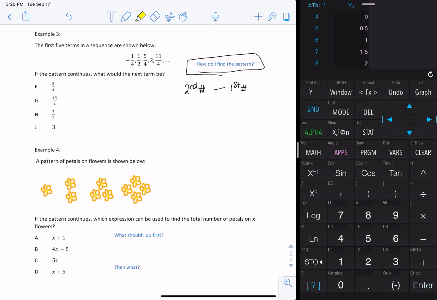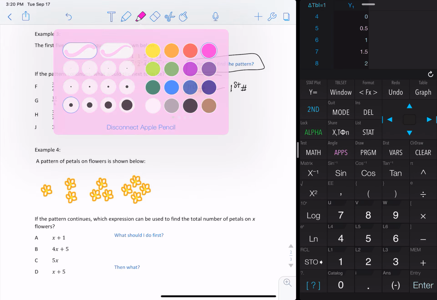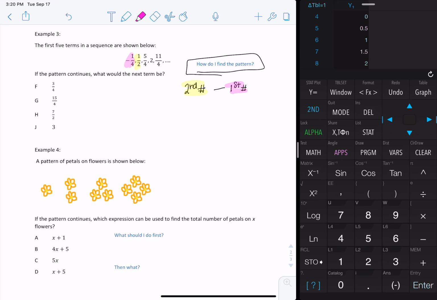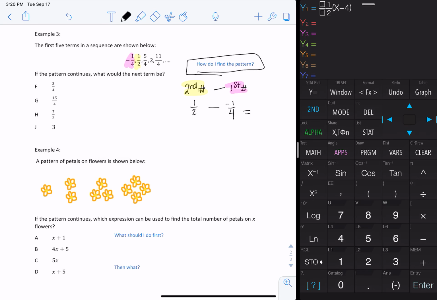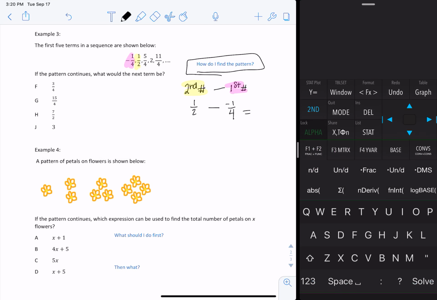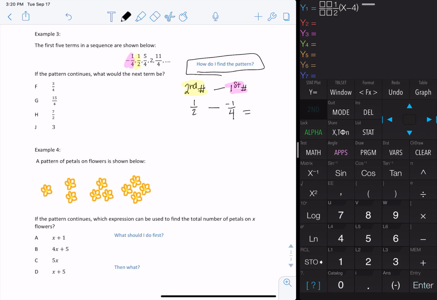So in this case, our second number is 1/2. Then we're going to subtract our first number. Our first number is negative 1/4. So I have 1/2 minus the first number, negative 1/4. Now this minus negative is funny, but it has to be there, okay? So now if I go to my calculator just to do that math, I need alpha y equals, oh, whoops. All right, alpha y equals, hang on.